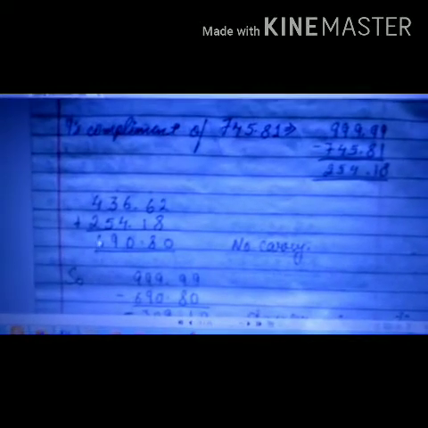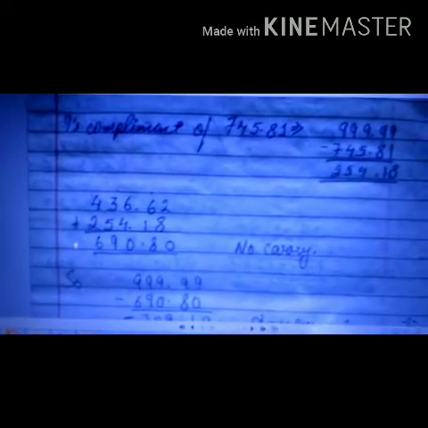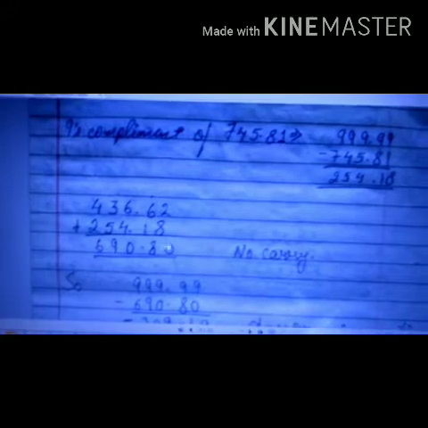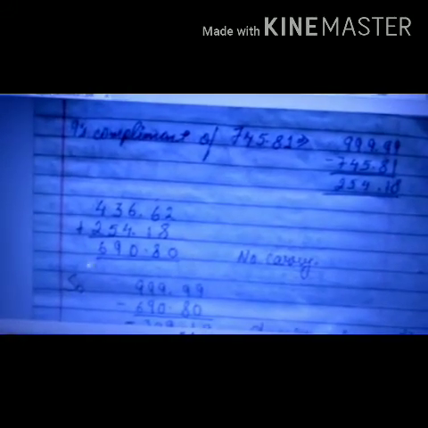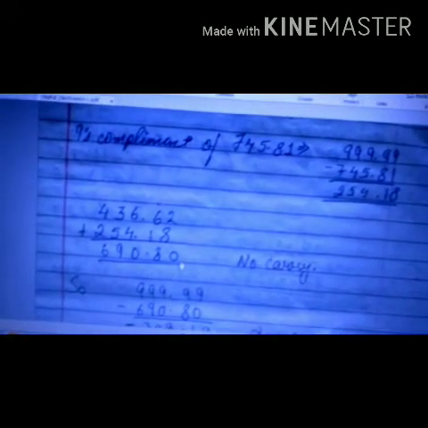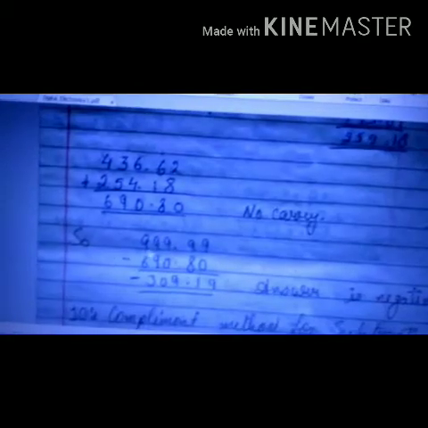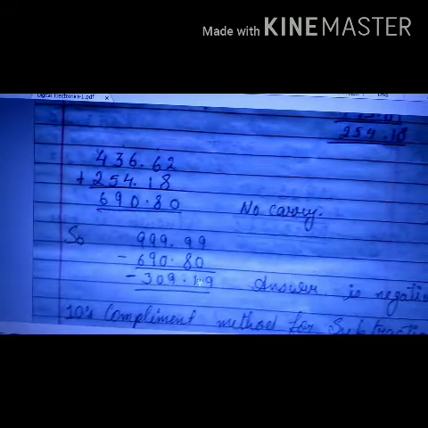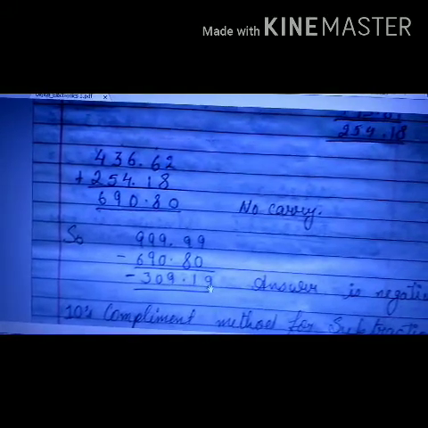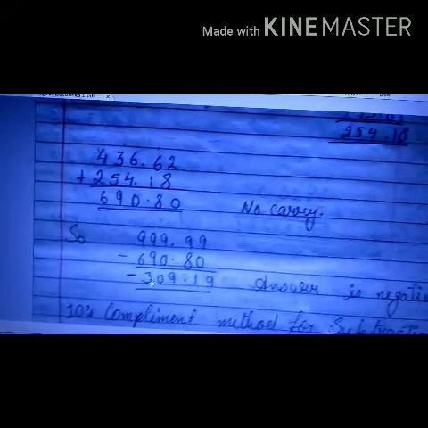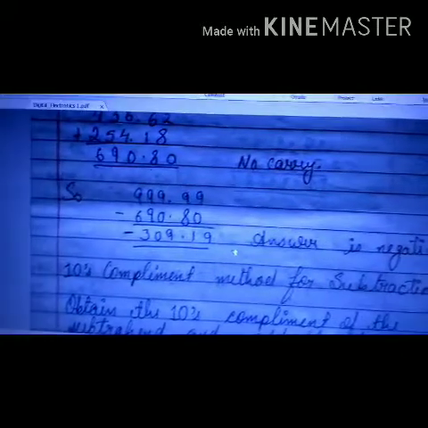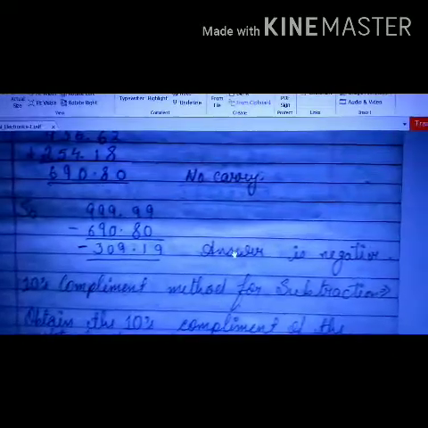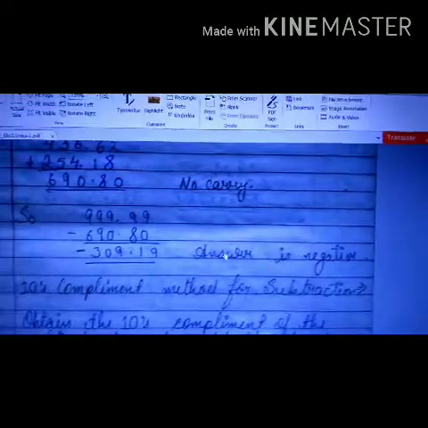Now since a carry has not been generated in this case, this means that this is a negative number and the answer which we have received here is not the actual answer. We will again take the nines complement of this answer and it will be something like 309.19, and I will put a negative sign before it because it's a negative number. Okay, and this is the complete methodology for nines complement arithmetic.